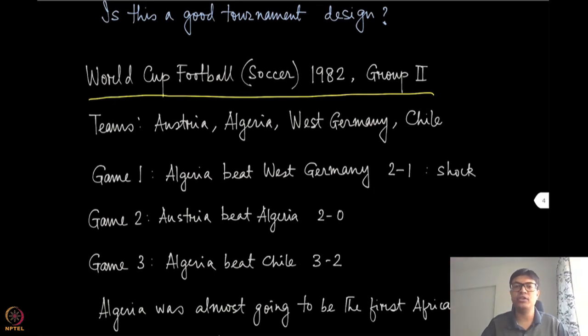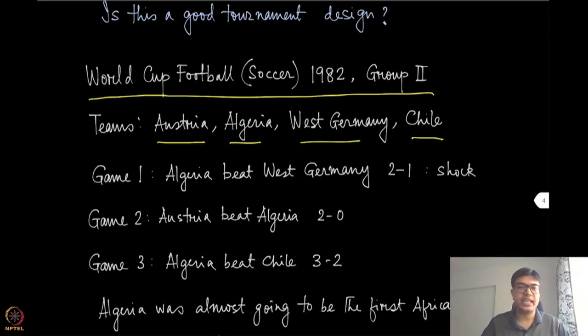This happened in Group 2. At that point, there were various teams, and Austria was one of the very strong teams. It was much stronger, presumably on paper, than most of the other teams. And Chile was the weakest team in this group. There was no doubt that Chile had very little chance to qualify to the next round. The only contest is between Algeria and West Germany, who are quite close to each other.